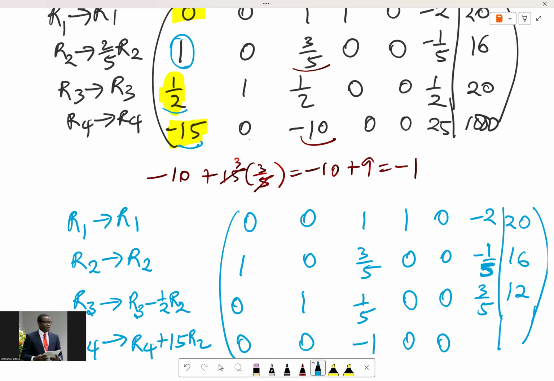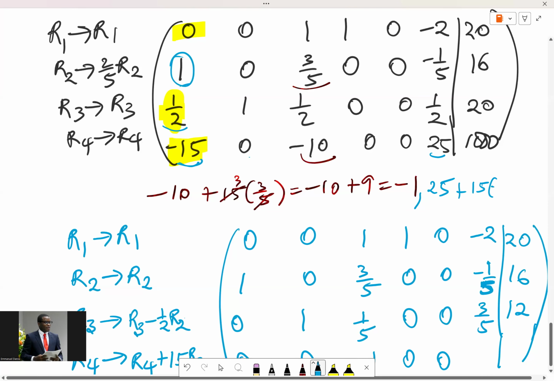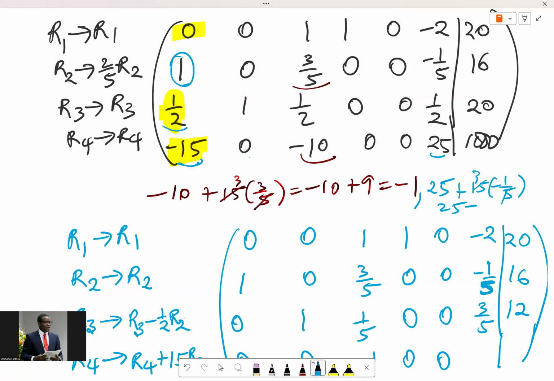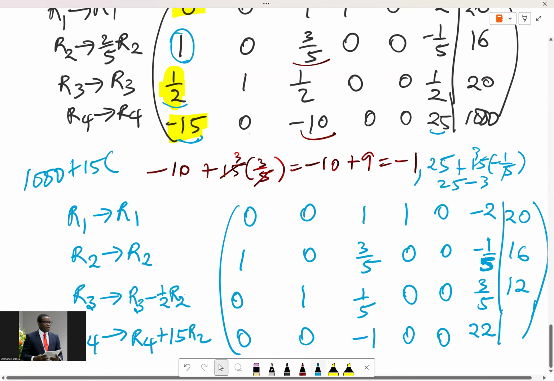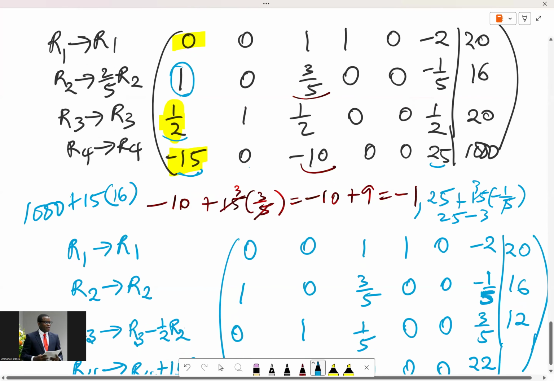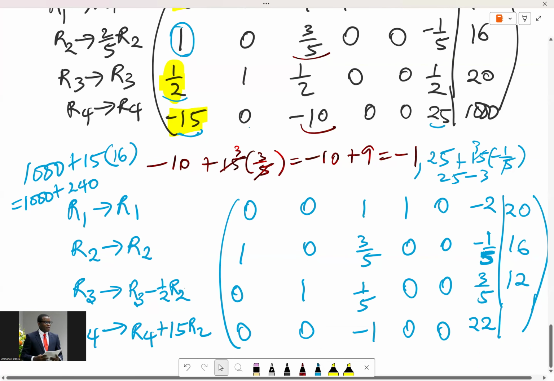Next, we also have 0. Then lastly, oh, it's not last, it's now 25. This 25 plus 15 times R2. 15 times R2, that's minus 1 over 5. Okay, that's 25. Plus and minus is minus 3 here: 5 in 5 is 1, 5 in 15 is 3. That's 25 minus 3, so this place is going to be 22. Then lastly, we have 1000. That's R4, 1000 plus 15 times R2. R2 is 16. So that's 1000 plus 15 times 16. Of course, 15 times 4 is 60, 60 times 4 is 240. So 1000 plus 240, that's 1240.